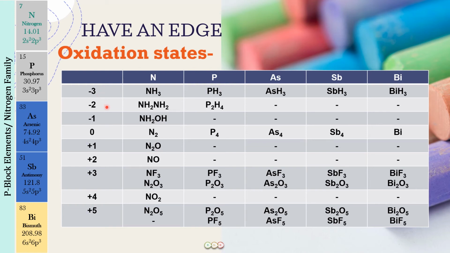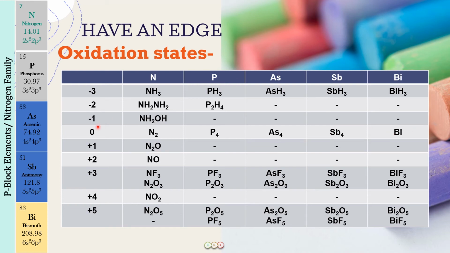Then we have the -2 oxidation state, which we see only in the case of nitrogen and phosphorus. Nitrogen in hydrazine, N2H4, shows the -2 oxidation state, and in diphosphine we see phosphorus in the -2 oxidation state. But the -1 oxidation state is shown only by nitrogen in hydroxylamine, NH2OH. The 0 oxidation state is shown by all of them in their elemental form. Nitrogen exists as a diatomic molecule N2, phosphorus, arsenic and antimony as tetrahedral molecules, which are tetraatomic, P4, As4 and Sb4, and bismuth is a metal, so it is just written as Bi.